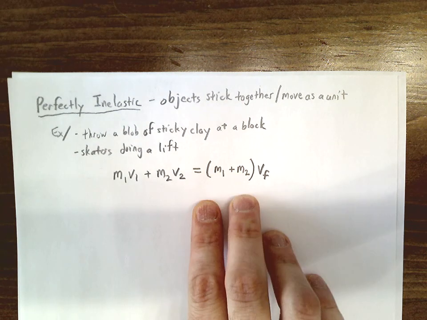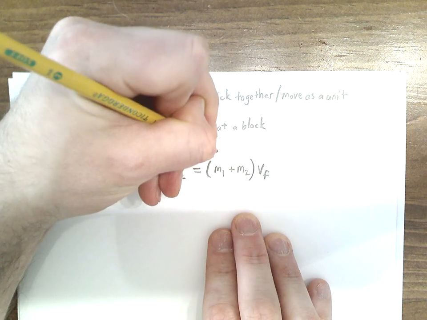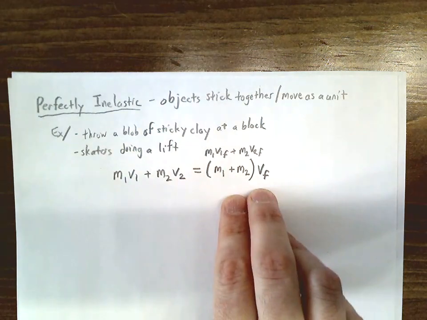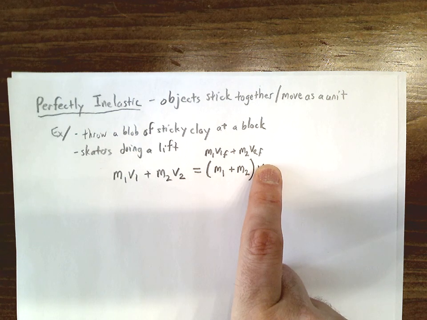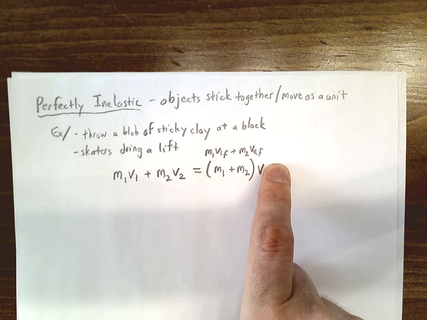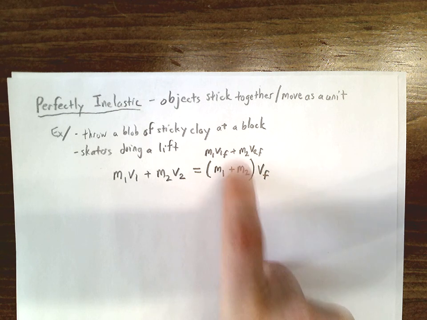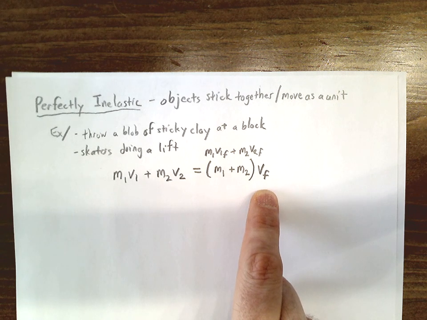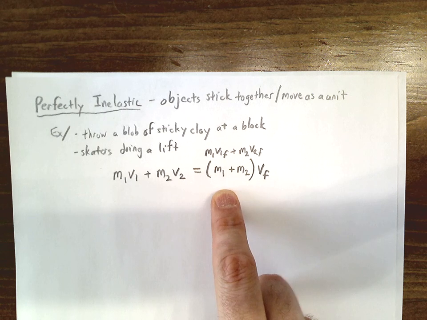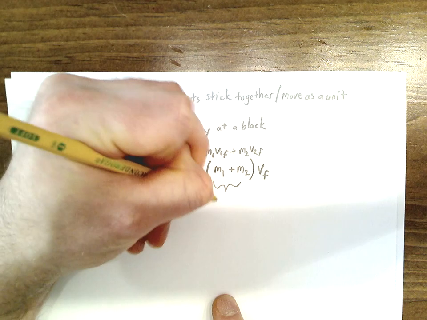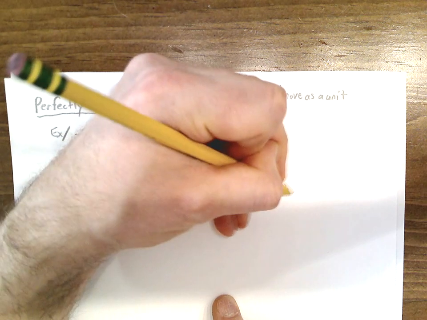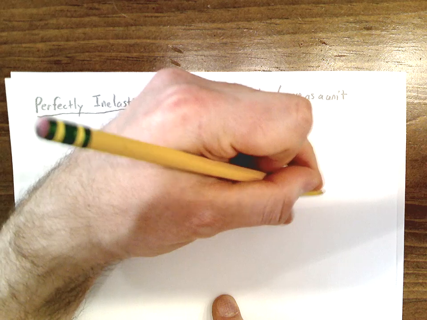Really what we've done is we've taken our baseline, M1 V1 final plus M2 V2 final. If they're moving together, we know that V1 final is equal to V2 final, and we can factor that out as the same value. If we were to distribute it back in, we'd get our baseline equation. So this is a little shortcut. You take some shared final speed and multiply it by the sum of the two masses. So this is a combined mass. This is a shared final speed.